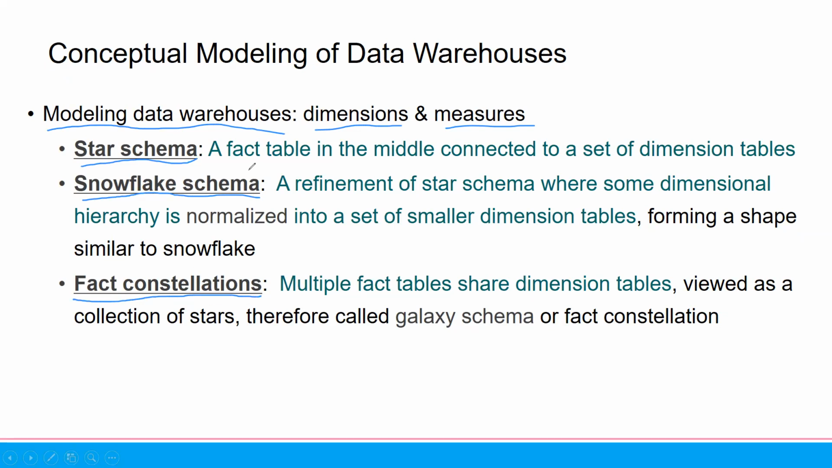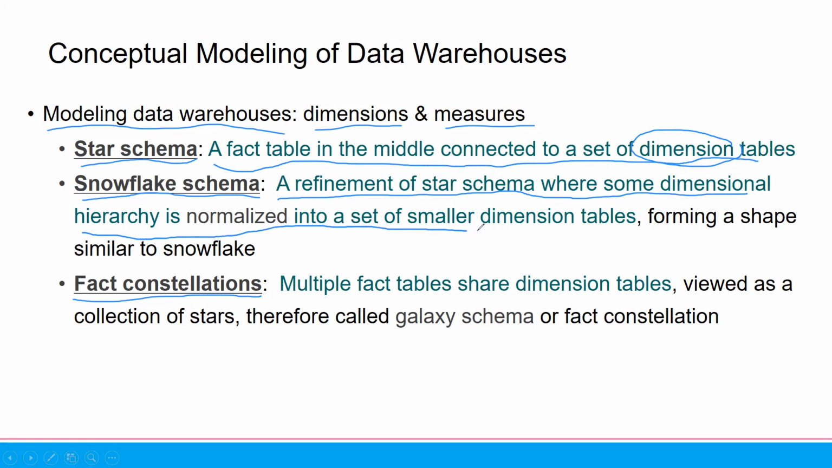In the star schema, there is a fact table in the middle connected to a set of dimension tables. Dimension tables mean the attributes. The snowflake schema is a refinement of the star schema where some dimensional hierarchy is normalized into a set of smaller dimension tables, and it forms a shape similar to a snowflake. You can see the diagram later.